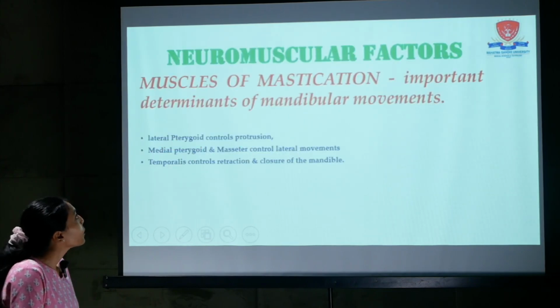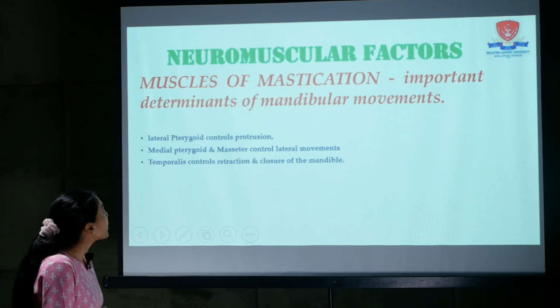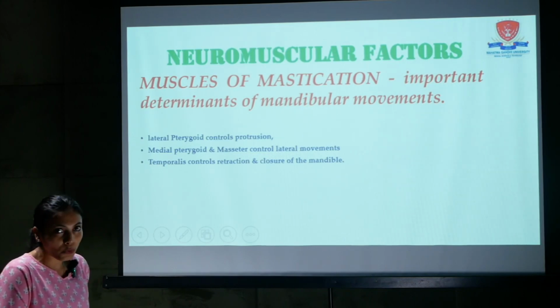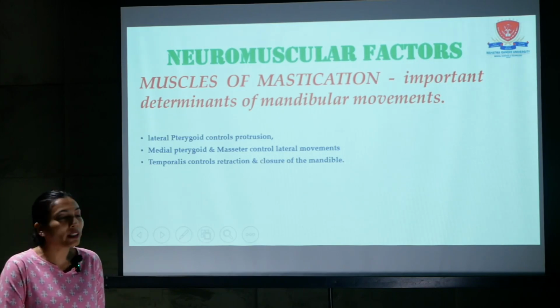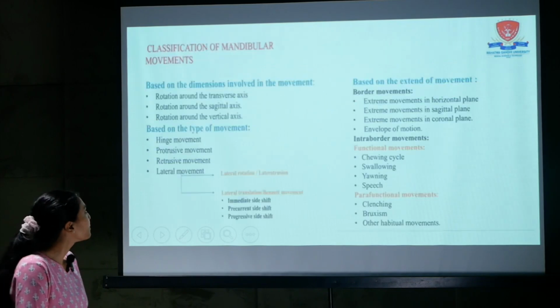The neuromuscular factor. There are some muscles of mastication which are important determinants of mandibular movement. The lateral pterygoid muscle controls protrusion. The medial pterygoid and masseter muscles control lateral movements. And the temporalis controls retraction and closure of the mandible.